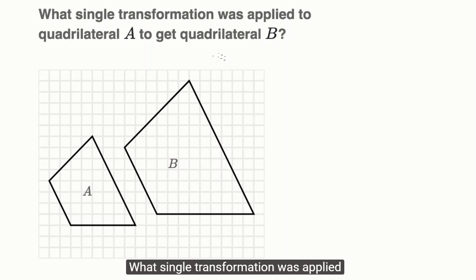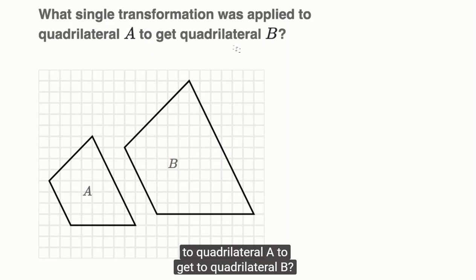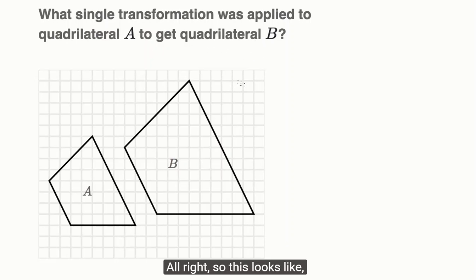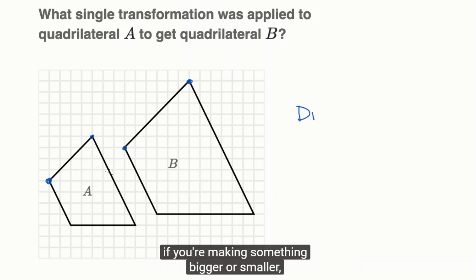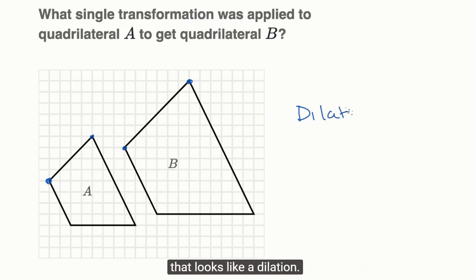What single transformation was applied to quadrilateral A to get to quadrilateral B? All right, so this looks like, so quadrilateral B is clearly bigger. So this is a non-rigid transformation. The distance between corresponding points looks like it has increased. Now you might be saying, well, wouldn't that be, it looks like if you're making something bigger or smaller, that looks like a dilation. But it looks like this has been moved as well. Has it been translated? And the key here to realize is around what is your center of dilation.